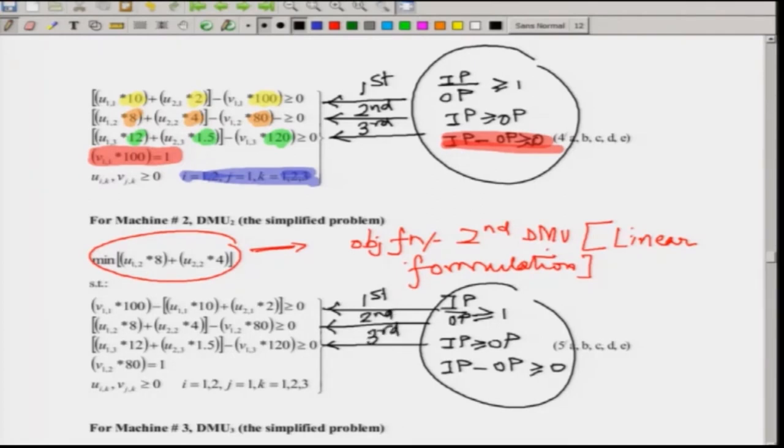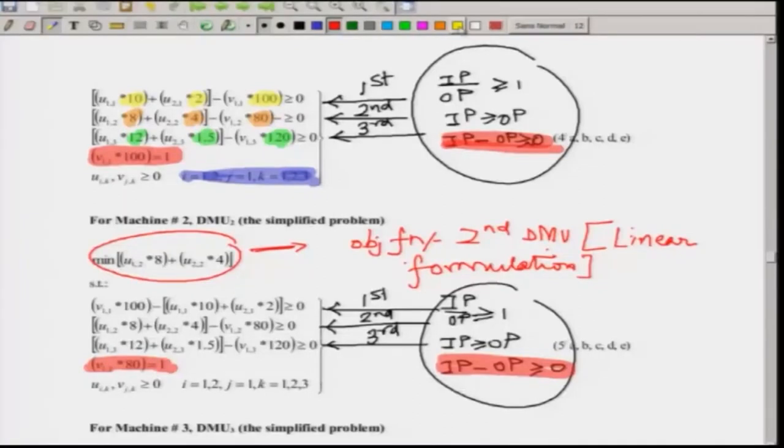And the last constraint, which I'll mark by red color, is coming from the fact. If you see this formulation, they are coming from the fact that I am considering the objective function corresponding to the second DMU being normalized to a factor of 1. So, this is the one.